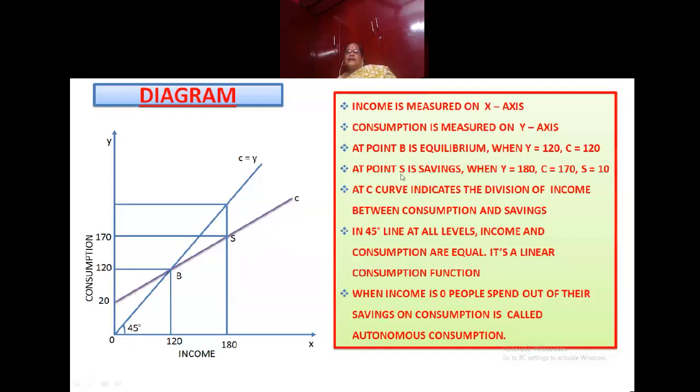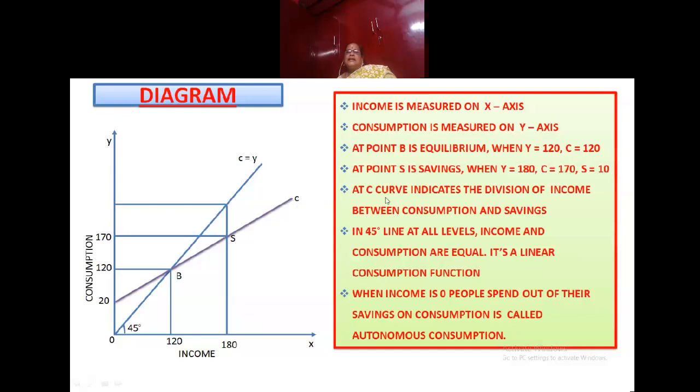At point S is savings. Where is S? It is S. It is savings. Here Y is 180 and C is 170. This is Y is 180. Y is nothing but income. Y is 180 and then C is 120. So this is called savings.